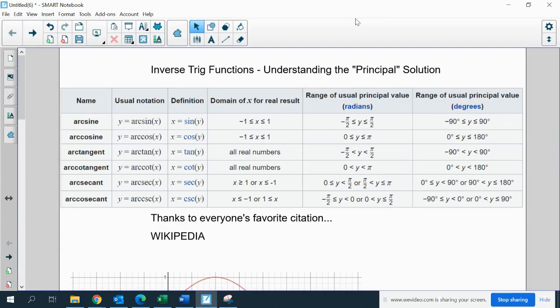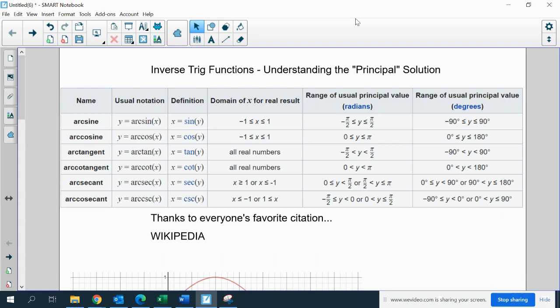This video is about inverse trigonometric functions and understanding the principal solution. If we look at our 6 arc functions, or inverse trig functions, we have certain restrictions that we have to enforce in order to make them a function. Otherwise, it won't pass the vertical line test, and therefore it wouldn't be a function.